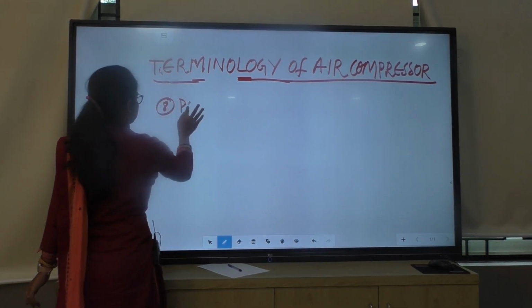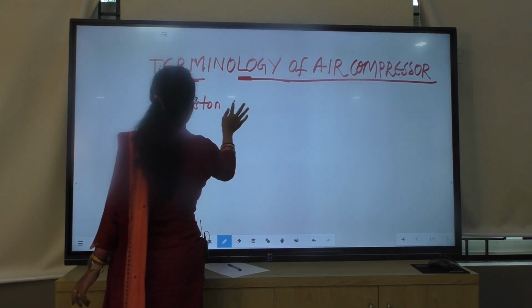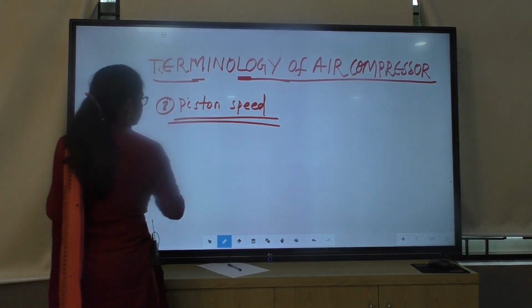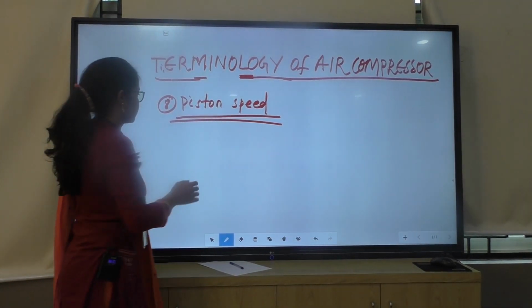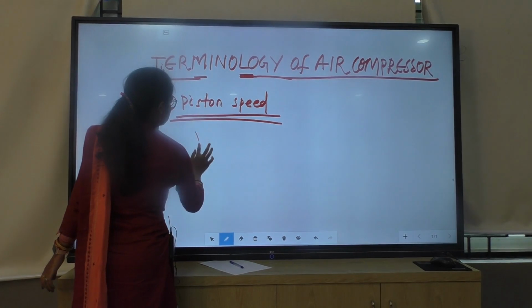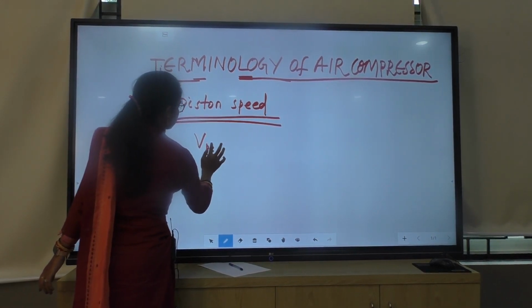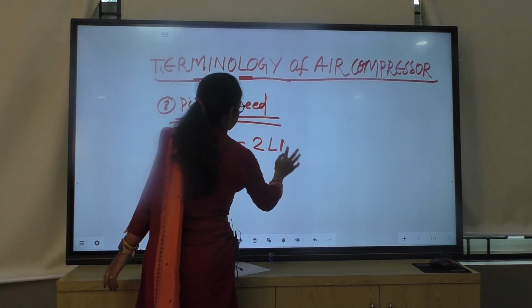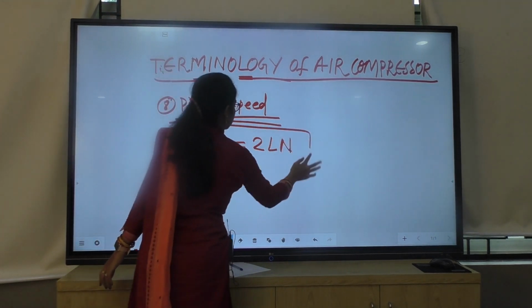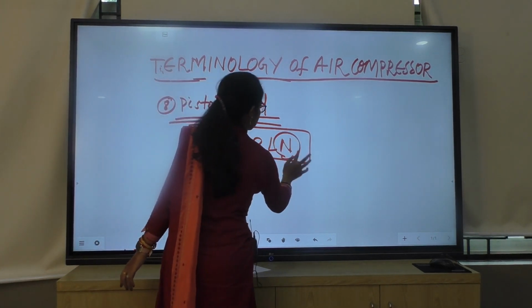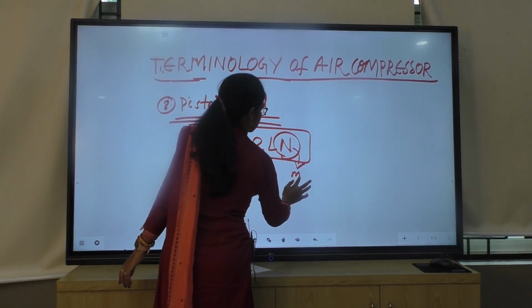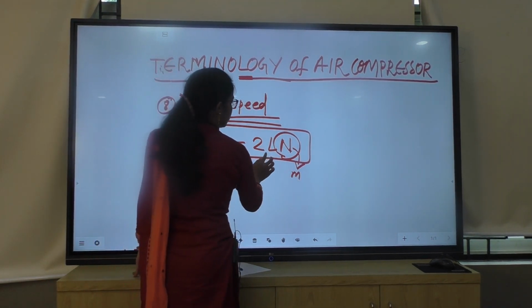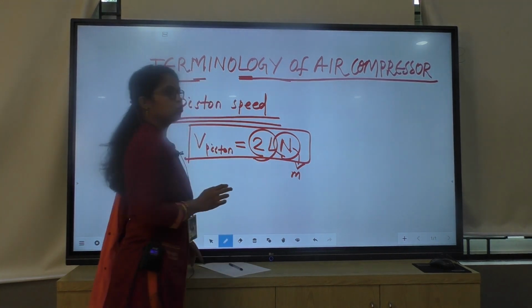Next term, piston speed. Okay. So, you can find out the piston speed, that is the velocity of piston, that is 2LN. N is the revolution, RPM, revolutions per minute, and you have to multiply it with the 2L.